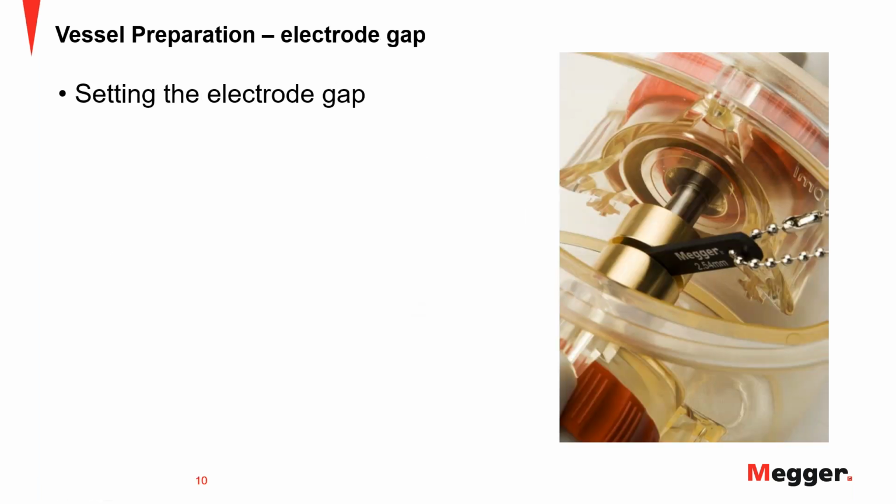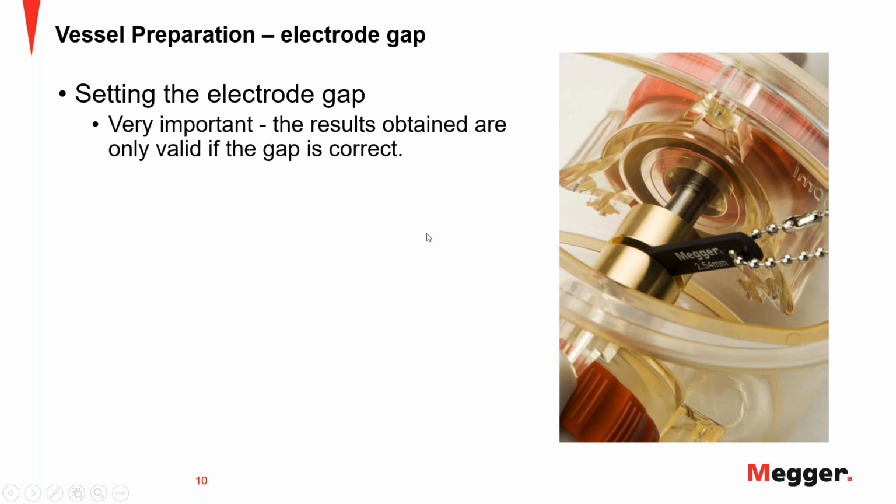Okay, so we've got a test vessel, we've cleaned it, we've got everything ready. The next thing we need to do is to check to see if the electrode gap is correctly set. You don't need to do this for every single test, but you just need to make sure that the electrode gap is set correctly before you proceed with testing for the day. This is very important because if your electrode gap is not set correctly, then the results that you get will be invalid. So you need to make sure that this is set correctly according to the standard.